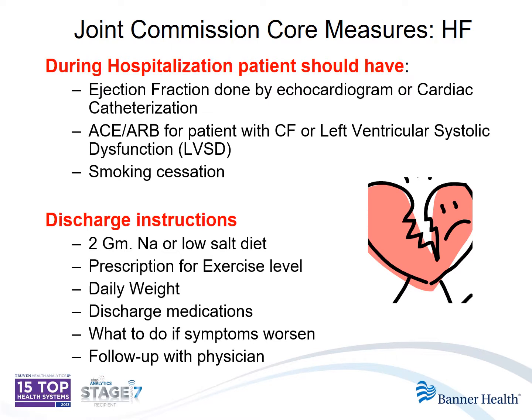The Joint Commission core measures for heart failure are broken up into two components: those that occur during hospitalization and those that should occur at discharge. The EMR should contain information on the ejection fraction. Medications to be included on the EMR are ACE, beta blockers, ARBs, and possibly DIG.